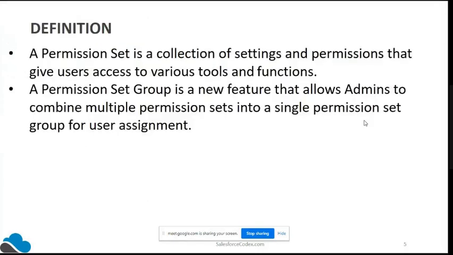Now let us go to the definition of a permission set. A permission set is a collection of settings and permissions that give users access to various tools and functions. What is the main difference between a profile and a permission set? A permission set can be granular. It can be a very small part, or it can have a huge number of permissions. You can give 100 permissions or you can give 10 permissions.